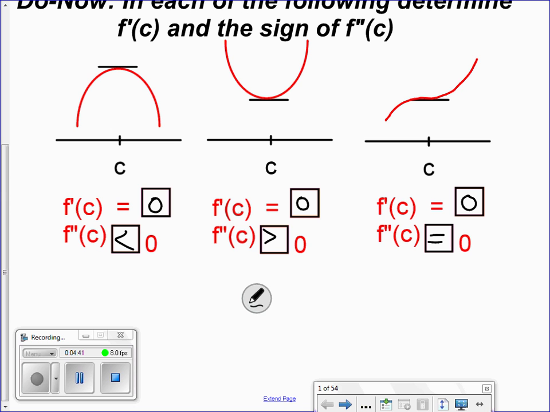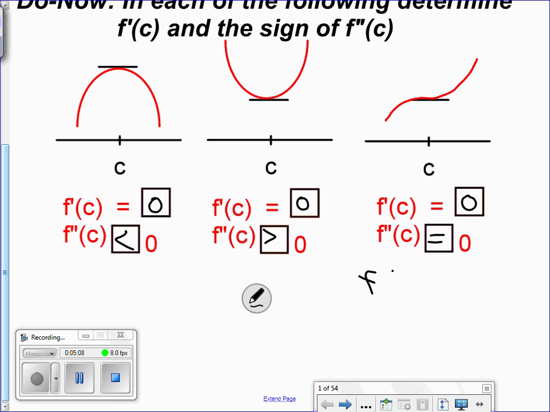The only thing is, if you set your first derivative equal to 0, you get a value, you put it into the second derivative, and you get 0, you don't get a positive or negative, then it's inconclusive. You've got to go back and do your whole first derivative test. Let me give you a little example of that.